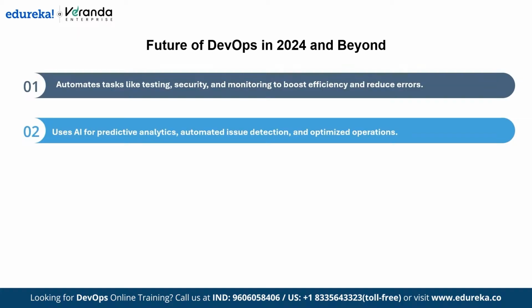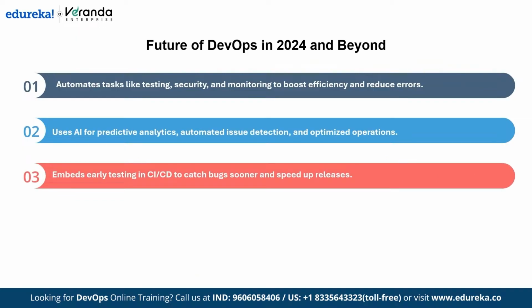Then is the AI and ML integration. Artificial intelligence and machine learning will help DevOps teams by providing predictive analysis and also automated issue detection. AI-driven tools will optimize deployments and provide insights that lead to more efficient operations.